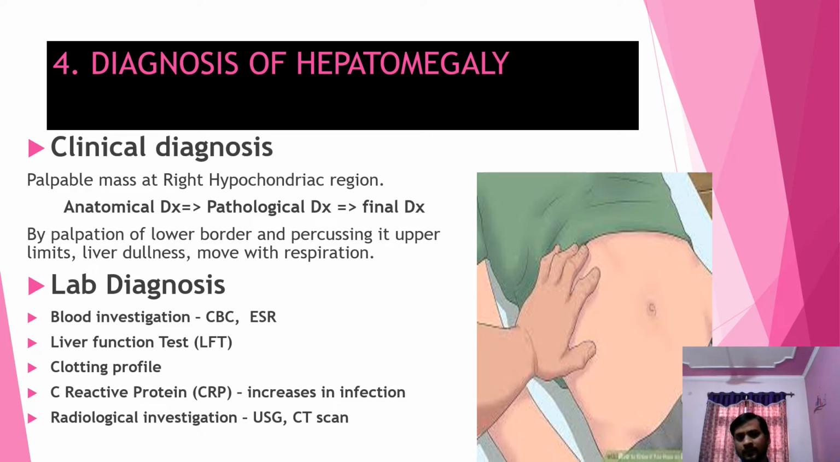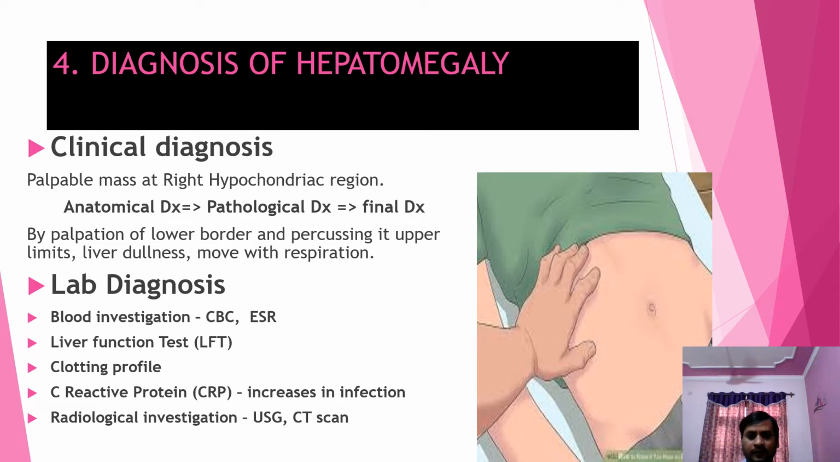Anatomically, the lump or swelling is situated at the right side of the upper abdominal cavity, in the hypochondrial region. Then in the pathological conditions, according to differential diagnosis. By palpation of the lower border and percussing its upper limit, liver dullness is felt, and this swelling moves with respiration. Lab diagnosis includes blood investigations like CBC and ESR.